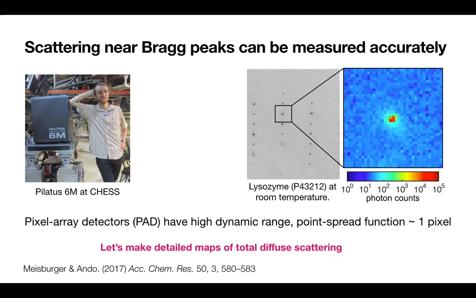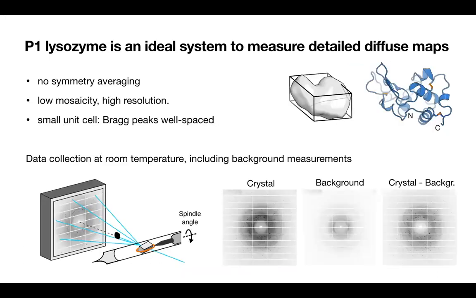Okay, so we've got good detectors now. Let's make detailed maps of diffuse scattering. The system we chose to study first is lysozyme in the triclinic space group, P1. This is an ideal system to study diffuse scattering because, first of all, it's pretty simple. There's no symmetry averaging from space group symmetry. You just have one protein per unit cell. These crystals also have low mosaicity and diffract to high resolution at room temperature. And because of the small unit cell, the Bragg peaks are well spaced on the detector, so we get a lot of samples between the Bragg peaks.